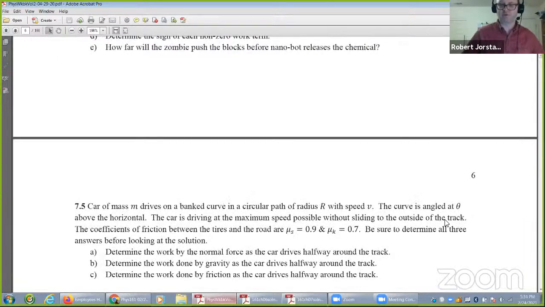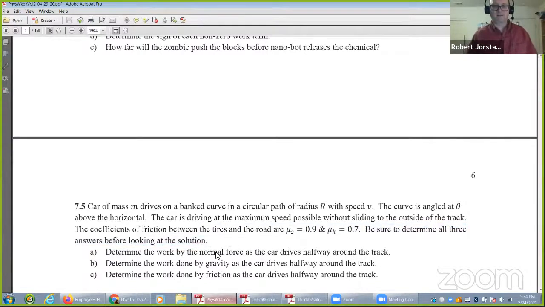So let's look at 7.5. You have a car, mass M. You're driving on a banked curve. You've got speed V, radius R. The curve is angled. Okay. Car is driving at the maximum speed possible without sliding to the outside of the track. These are the coefficients. Okay, so notice I'm explicitly stating don't look at the solution for this one.